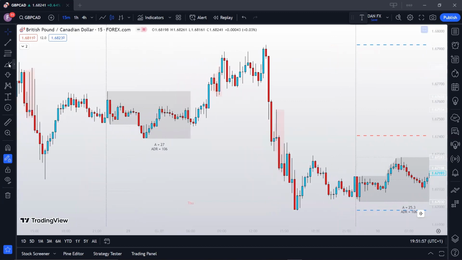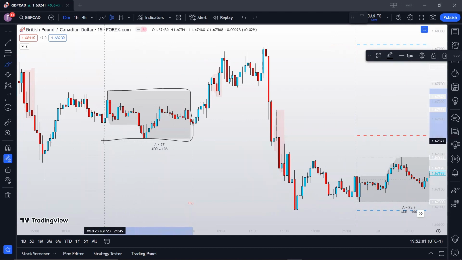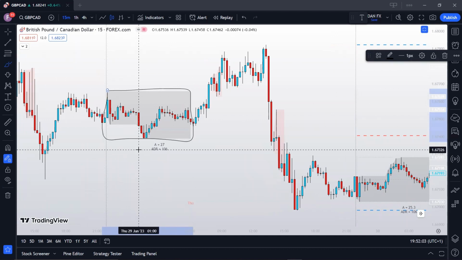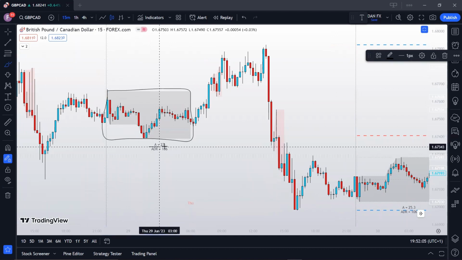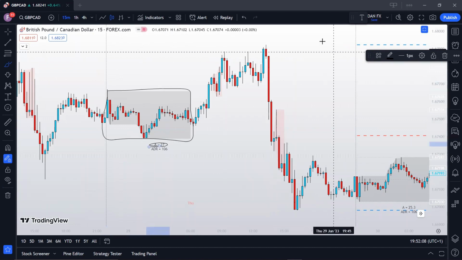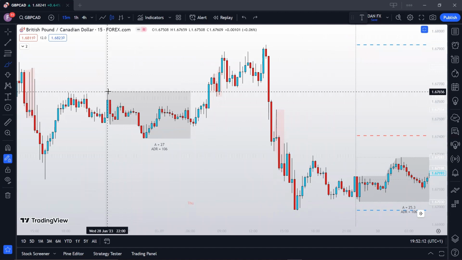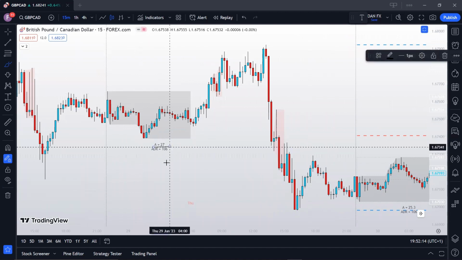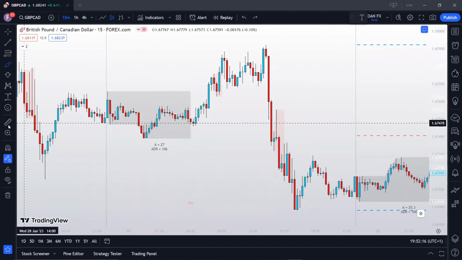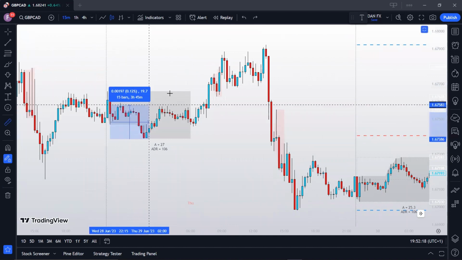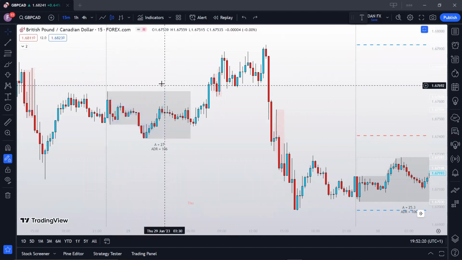Now, in this example, what we're going to be looking at here is the Asian range. As we can see, this is the Asian range here, and it is about 27 pips, which is very good, because we want the Asian range to be 50 pips or less, right? So this is 27 pips, as you can see here. You can also measure this and see that this is about 27 pips accurate.